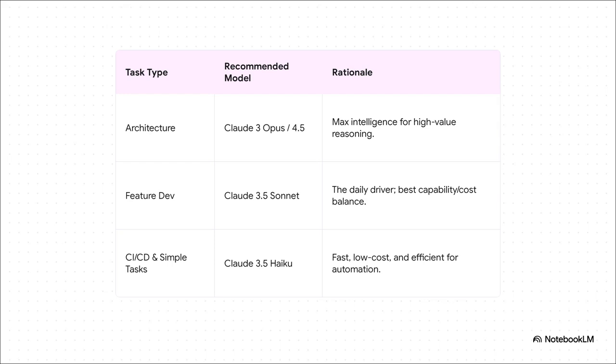Of course, being a good orchestrator means managing your resources. And in the AI world, that means managing tokens. You wouldn't use a sledgehammer to crack a nut, right? So don't use the most powerful, expensive model for a simple task. Use Opus for that deep, high-level architectural thinking. Use Sonnet as your day-to-day workhorse for coding, and for those quick, automated CI tasks, the fast, cheap Haiku model is your best friend. Seriously, managing token economics is a core engineering skill now.